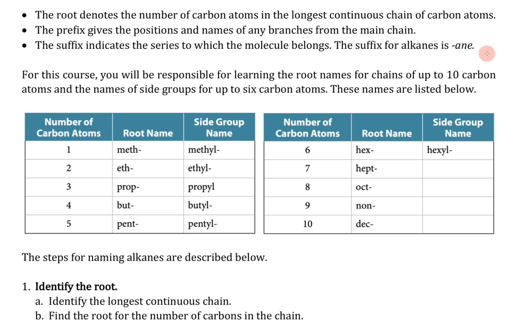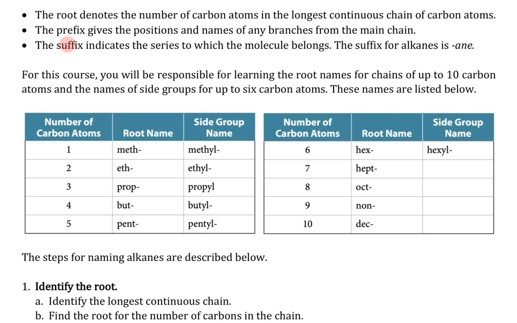Now, in any organic molecule name, there are always three parts. Those three parts are the root, the prefix, and the suffix. The root denotes the number of carbon atoms in the longest continuous chain of carbon atoms. We're going to see in a minute how that works. The prefix gives the positions and names of any branches from the main chain. And the suffix indicates the series to which the molecule belongs.